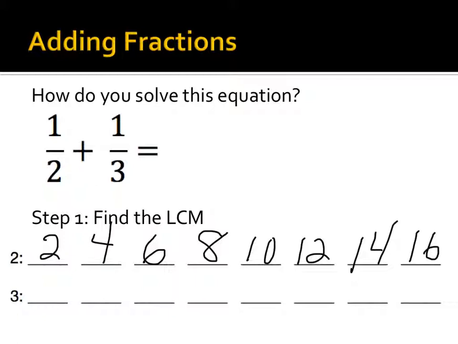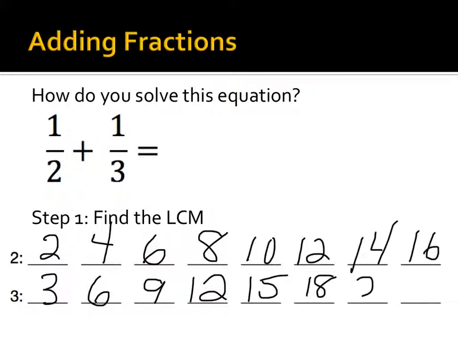Let's try for the multiples of 3. Here we go: 3, 6, 9, 12, 15, 18, 21, and 24. What we did here is we did 3 times 1, 3 times 2, 3 times 3, 3 times 4, 3 times 5, 3 times 6, and so on. We can see that. Now let's go ahead and circle the numbers that they have in common.